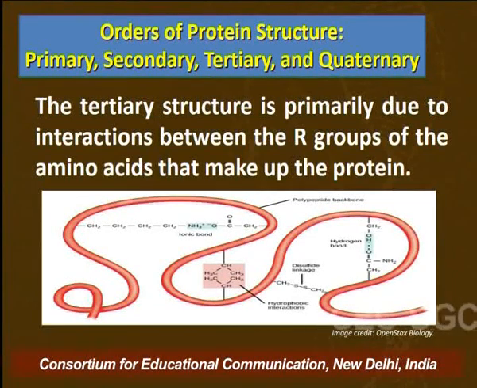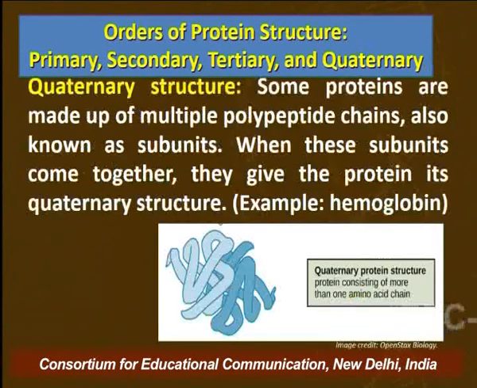The tertiary structure is basically formed with the help of the interaction of the R groups present in the amino acids, which make up the protein chain over here. The various R groups are shown over here. How these R groups interact with one another is shown in this diagram with the help of the various covalent and non-covalent bonds.